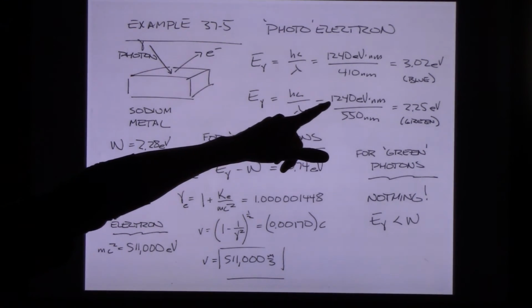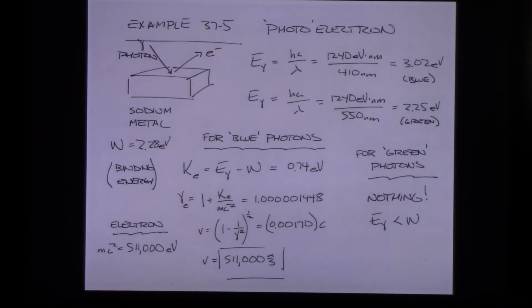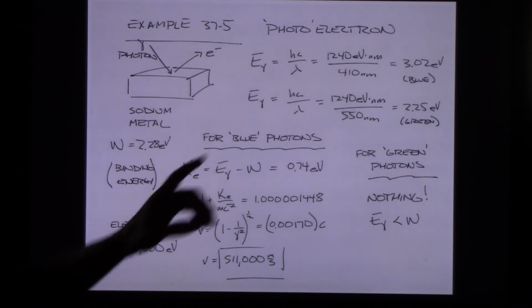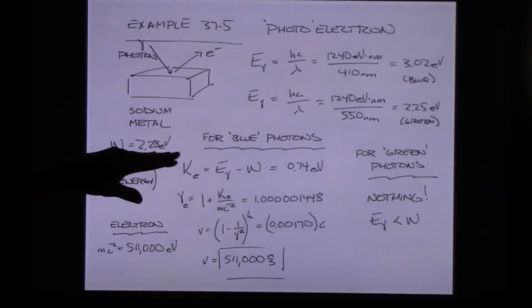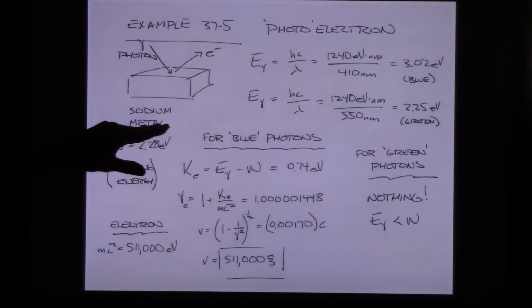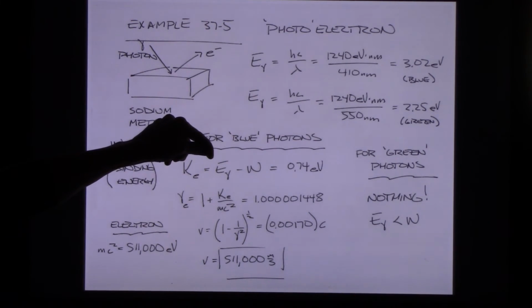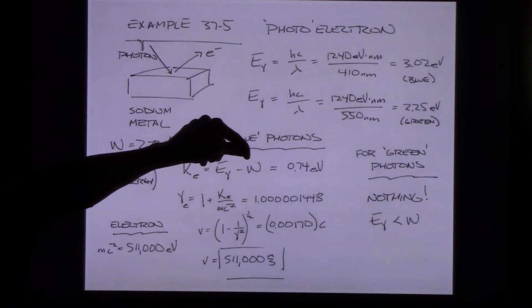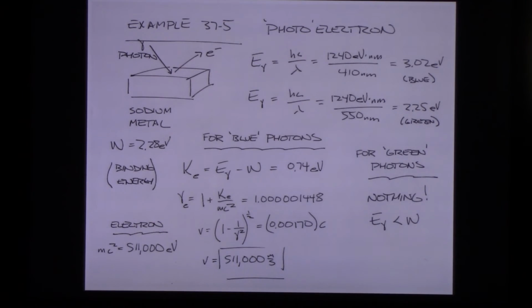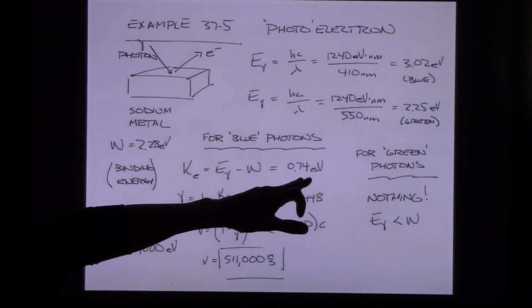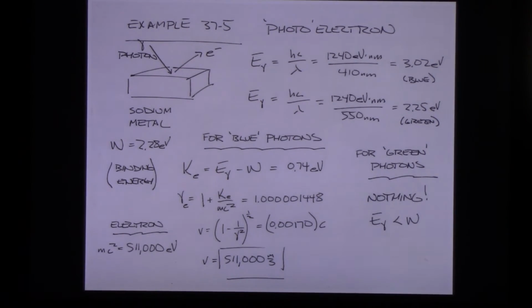Well, what about our blue photons? The blue photons are going to be able to produce this effect. The blue photons have more energy. That's going to be able to overcome the work function of the sodium metal. So what we can do is take the energy of the photon coming in, subtract off the energy required to separate the electron, and find out how much energy is left. That will be the kinetic energy of the electron.